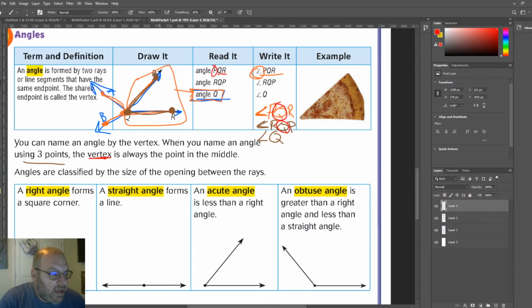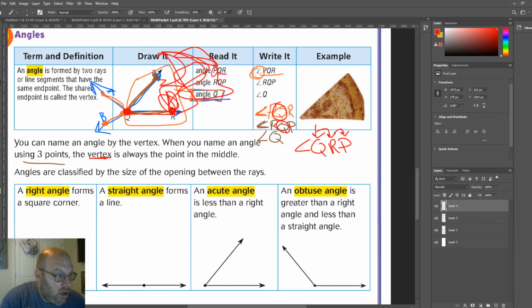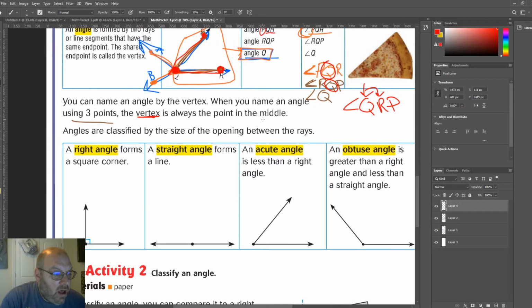If you were trying to name this angle, this PQR, and you said angle QRP, that would tell me start at Q, right here, go to R, and then go to P. Well, there's nothing here. So I don't know where to go. Oh, there it is. You see? So you cannot do an angle starting with the vertex. It has to be one endpoint, and then the vertex is always in the middle. Good. Always the middle. Angles are classified by the size of the opening between the rays.